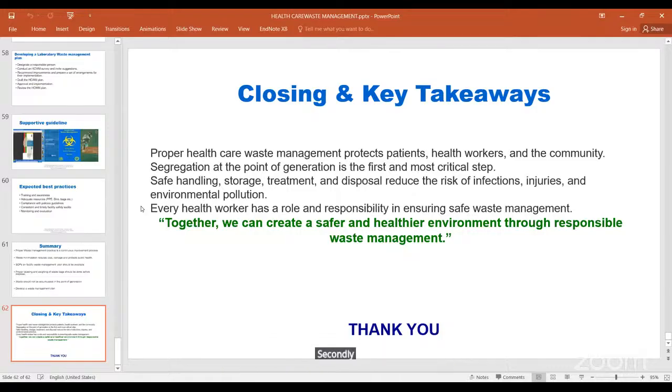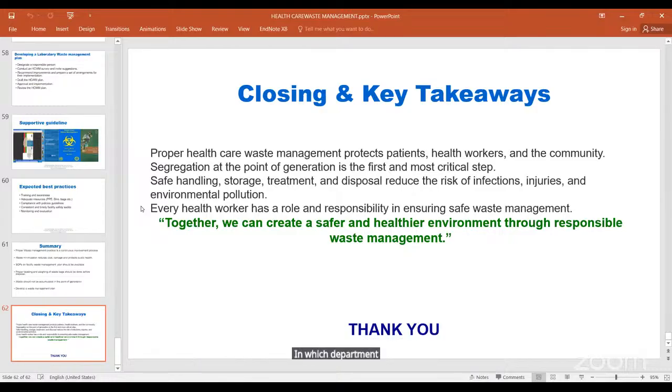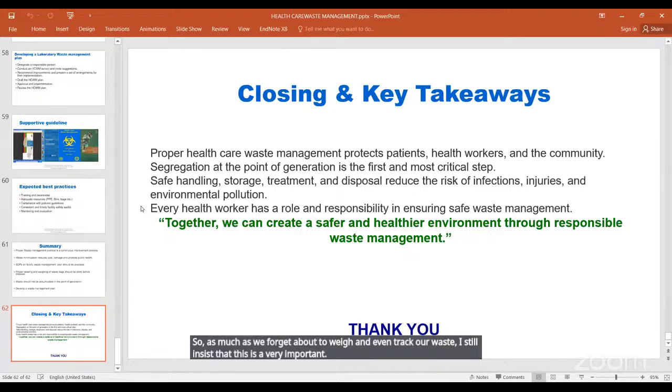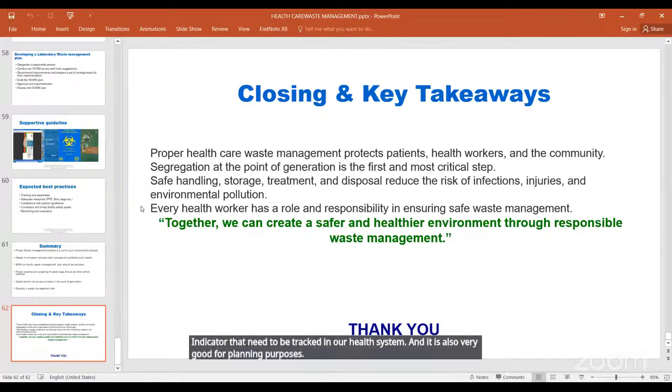Secondly, in a hospital setup, we have different departments. When we are doing our HMT meeting, it will help us to know which department generates this amount of waste so that we plan for them in terms of bins, fuel, and everything. So as much as we forget to weigh and track our waste, I still insist that this is a very important indicator that needs to be tracked in a health system. It is also very good for planning purposes. Thank you.